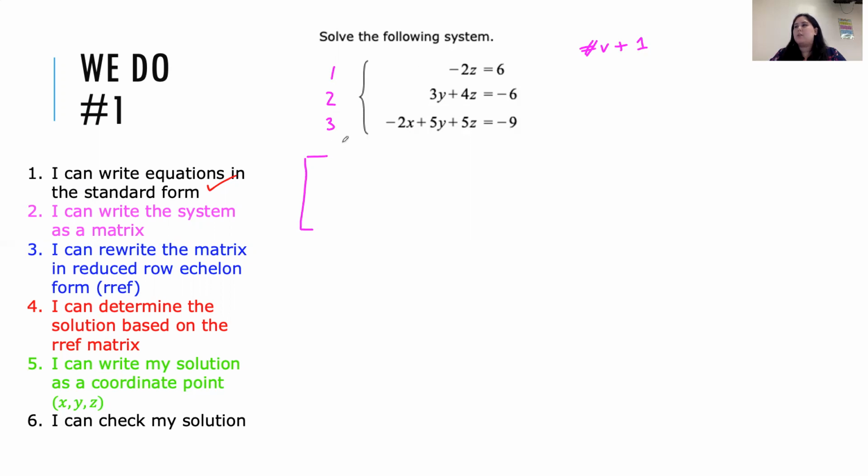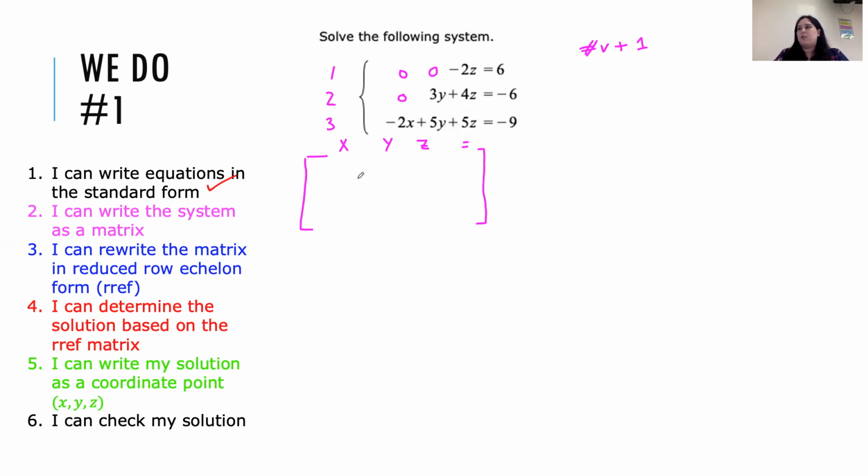The first column is going to be the coefficients of x. The second column is going to be the coefficients of y. And the third column is going to be the coefficients of z. And the last column is what's after the equal sign. So what does the equation actually equal? If you have blank spaces like we do here, we have a blank space here, here, and here, those are going to represent zeros.